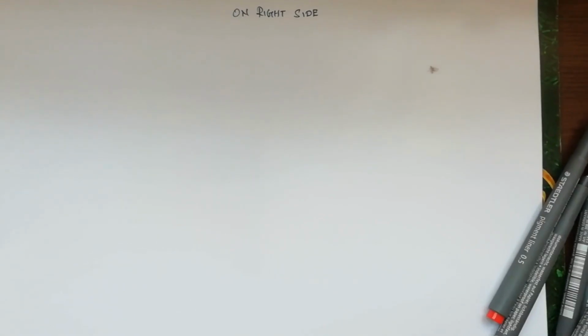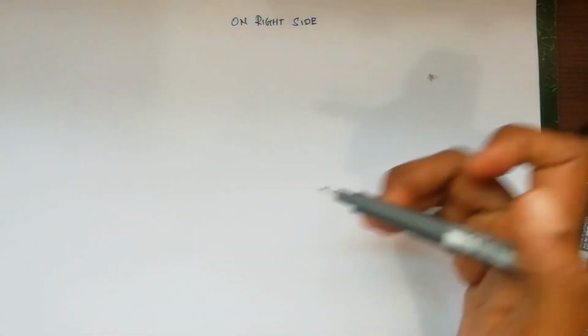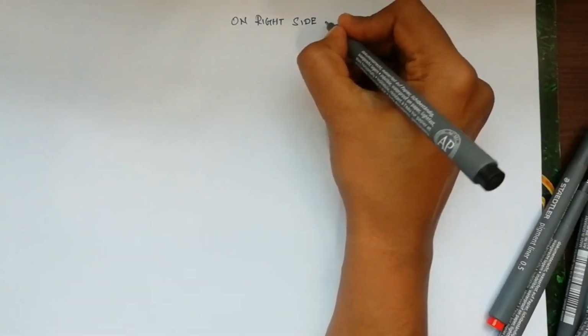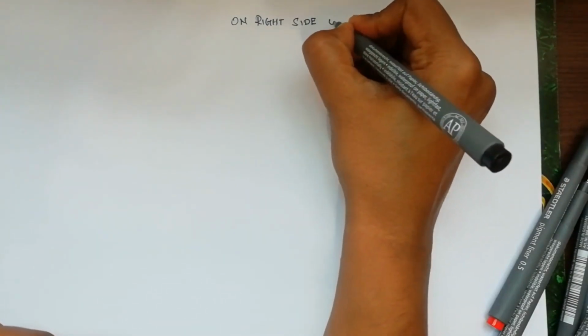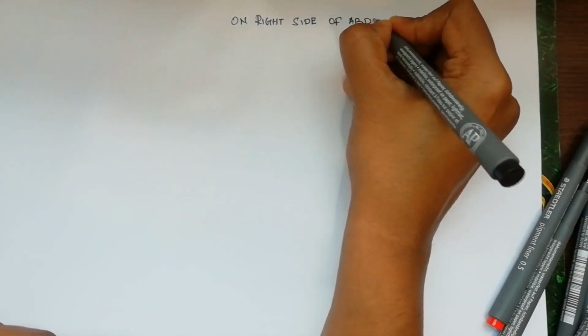So now we are going to see the relations on the right side of abdominal aorta. So we are getting to see all the relations of abdominal aorta. We have seen about front and behind relation. So on the right side we have got other relations, such as on the side of abdominal aorta.